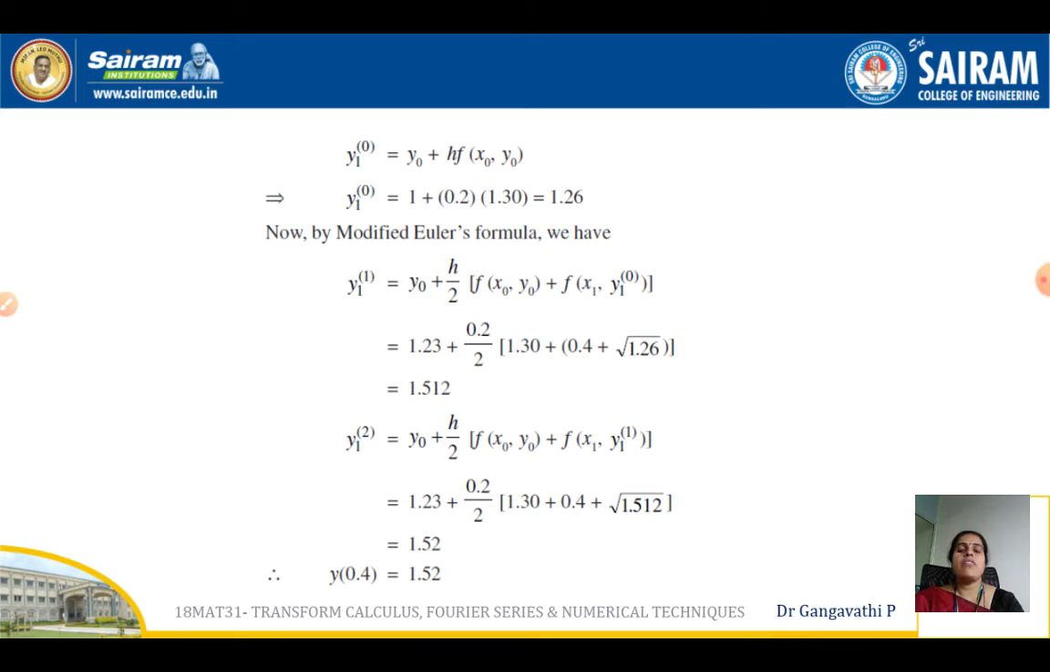So let us use Euler's formula first. Euler's formula is this, and y1 is 1.26 on evaluation. So use the modified Euler's method now. The formula is given by y naught plus h by 2, f of x naught, y naught plus f of x1, y1 at 0. Substitute and simplify. We get y1 in the first approximation as 1.512.